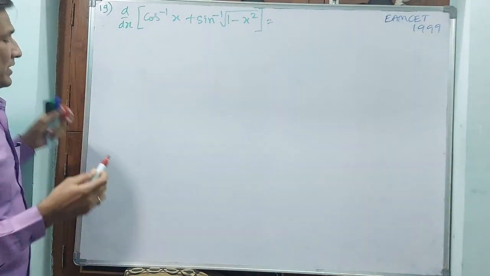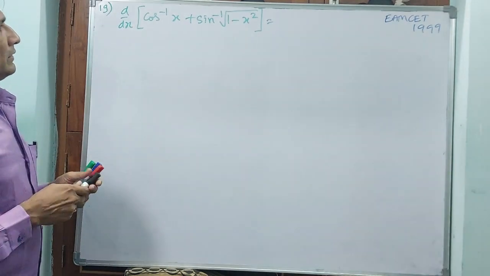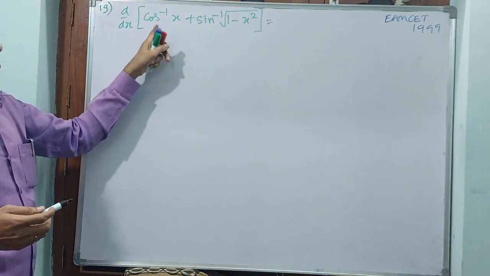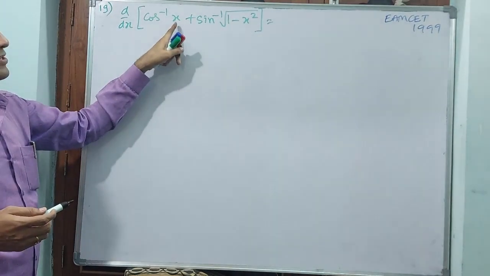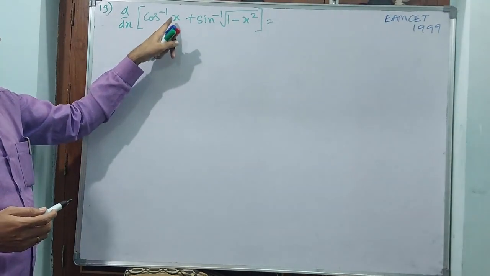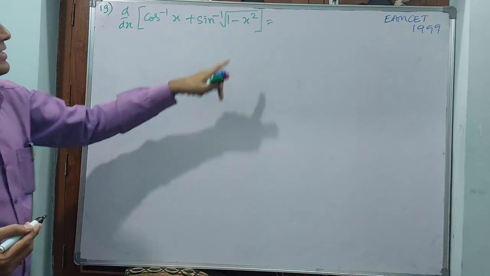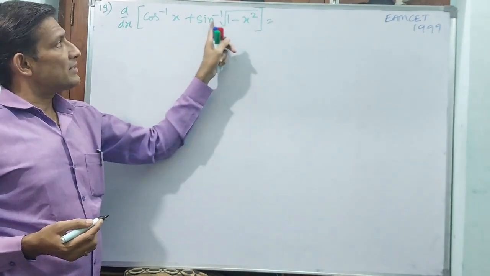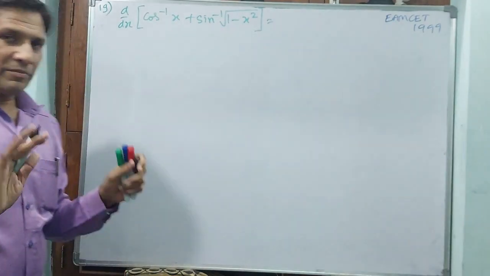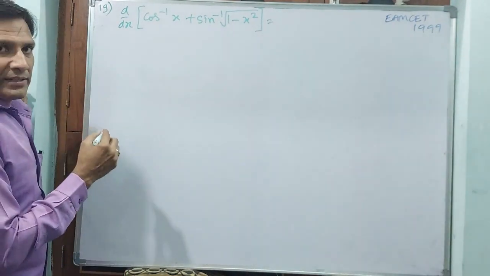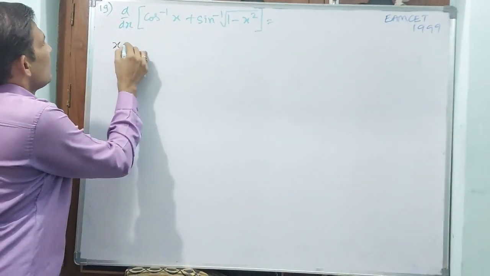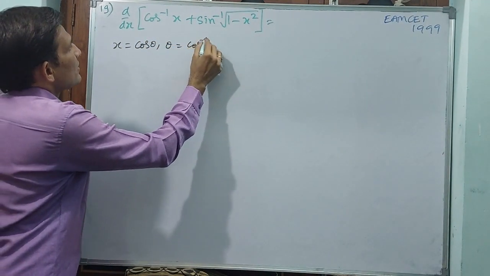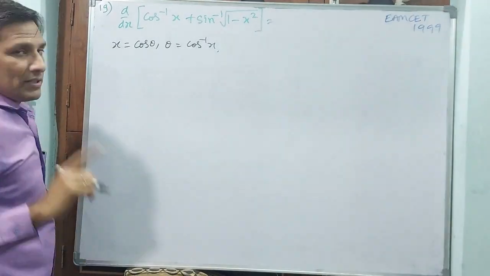You see what I want to say. Cos inverse of cos theta you have to take. Then only cos inverse cos is going to get cancelled out and theta will come out. Okay. If x is cos theta, if you take here, 1 minus cos square theta is sin square theta, under root means sin theta, sin inverse of sin theta, again theta will come. That means there is no problem in taking x is equal to cos theta. Then write down, x is equal to cos theta, then theta is equal to cos inverse of x. So that is one thing.